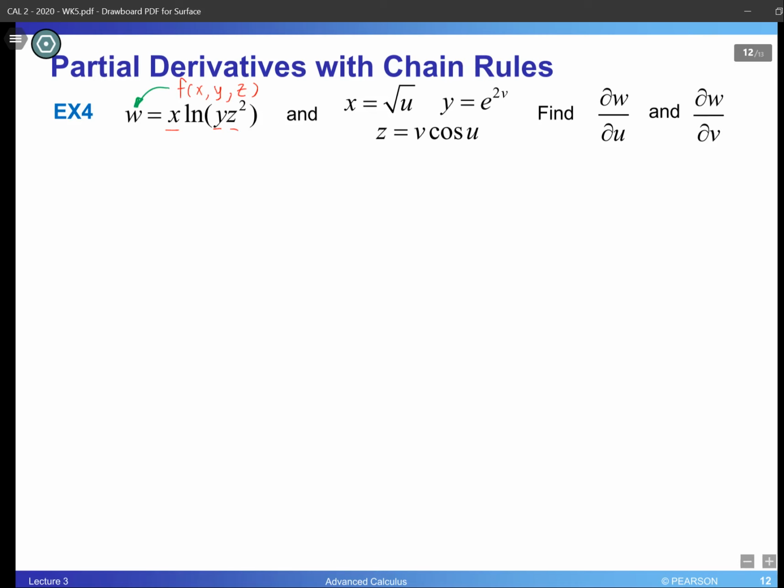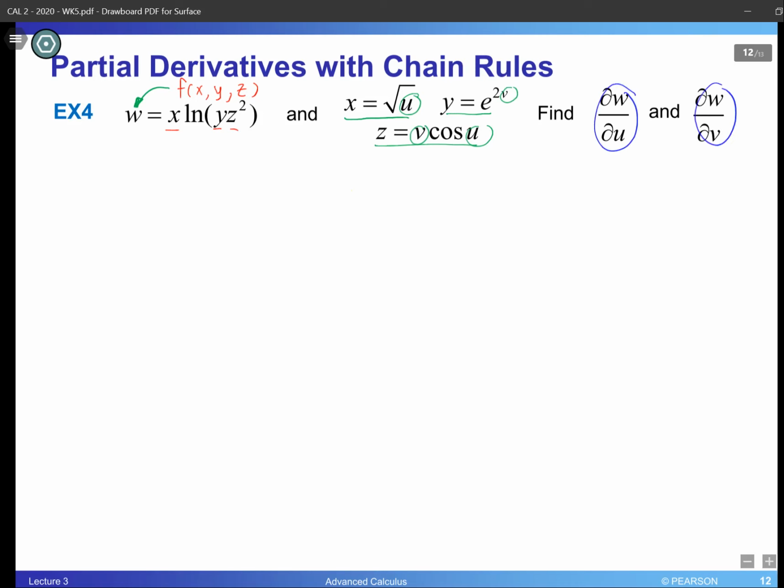Now let's take a look at the next set of information. The equations on the right hand side here, we have x equal to square root of u. So we have u right here. y equal to e to the power of 2v. We also have v. And then z equal to v cosine u. Alright, v and u. So we have u and v for the second layer, and for the first layer, we have x, y, z. And in the end, we are supposed to find the first order partial derivative of w with respect to u and to v.